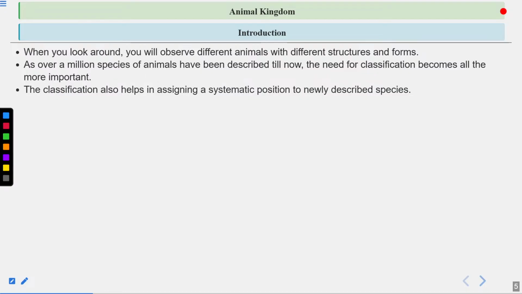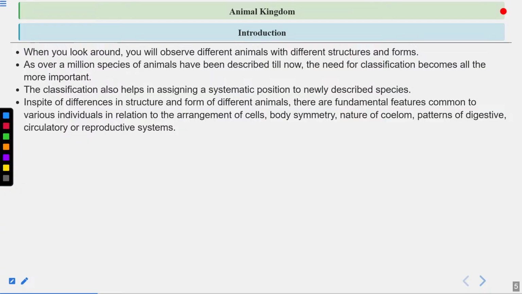Classification also helps in assigning a systematic position to newly described species. We do not know all the organisms that we see on the earth, right? We don't know about them. So there must be some systematic position for every organism, right? So how to do that? That we are going to study about.